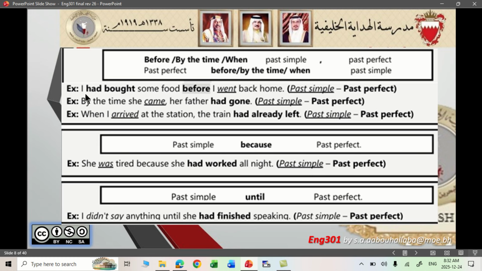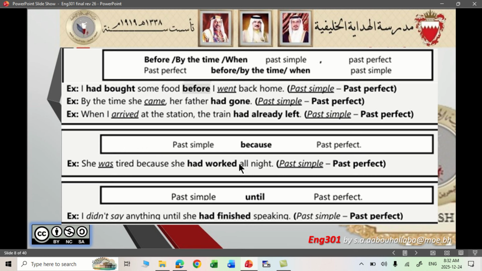And here are some examples. I had bought some food before I went back home. By the time she came home, her father had gone. When I arrived at the station, the train had already left.